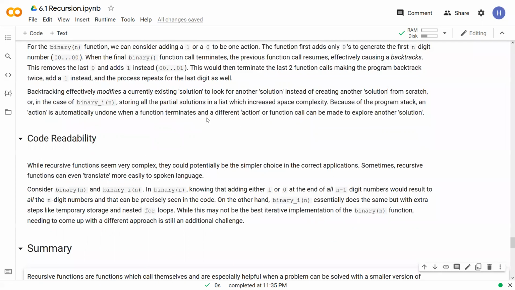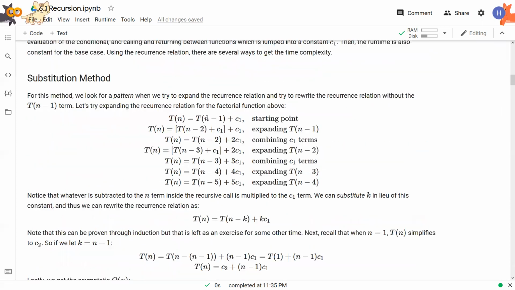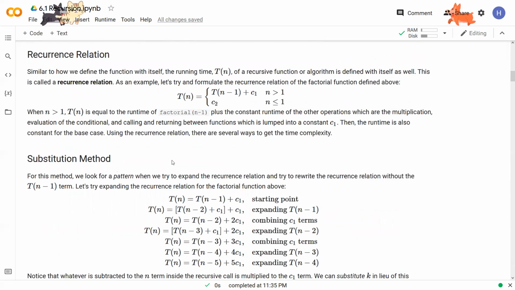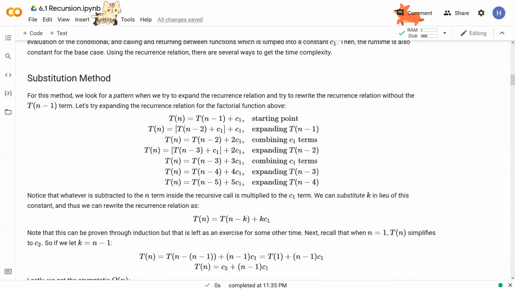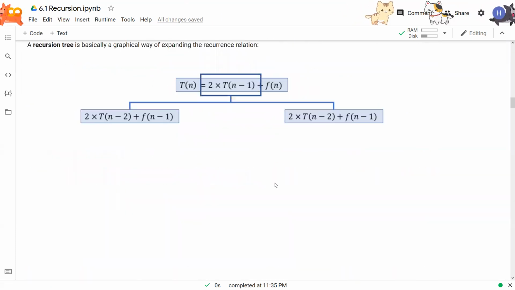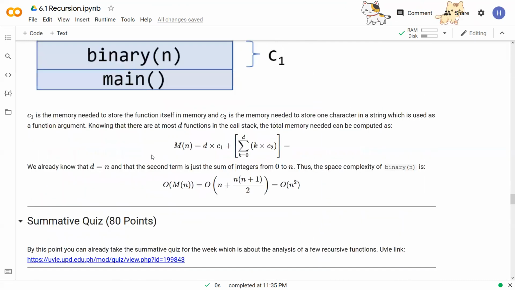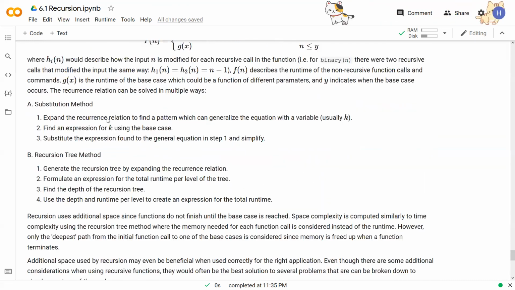So for example, dito sa nauna nating example sa factorial, si T of n, na define natin siya as T of n minus k plus k times c1. So si n minus k, naghanap tayo ng value ni k wherein magiging T of 1 yung nasa loob niya, which is yung k equals n minus 1. Para doon sa ating substitution method.